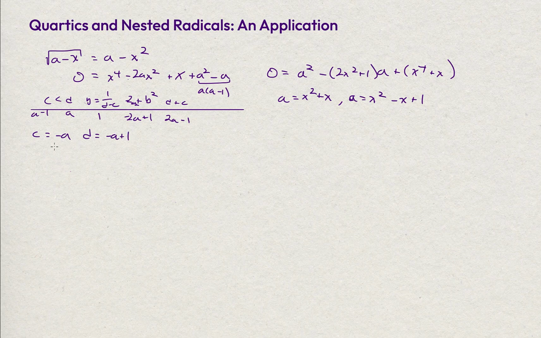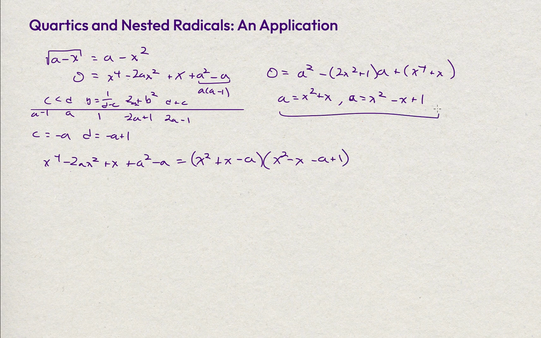Well, with that all done, we've got x to the fourth minus 2ax squared plus x plus a squared minus a equal to x squared plus b, and b is still 1, so x squared plus x plus c, which is negative a, times x squared minus x plus d, which is negative a plus 1, which matches what we would have gotten from these.